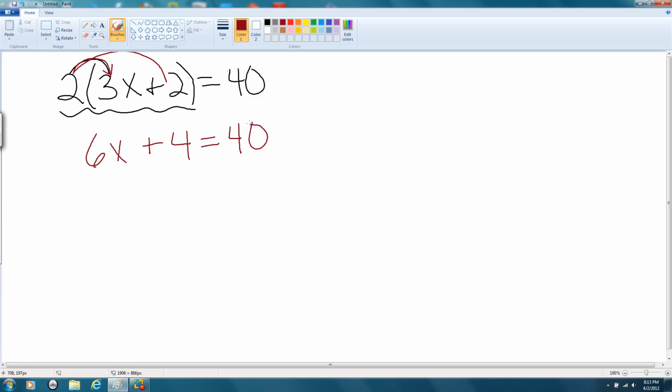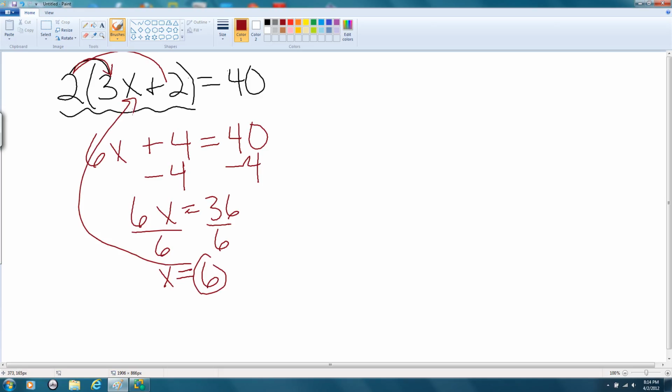Now, we've had ones like this before. I subtract 4, and then this is 6x is equal to 36. Divide each side by 6, and I get x is equal to 6. I could plug that back in: 3 times 6 is 18, plus 2 is 20, times 2 is 40, and that checks.